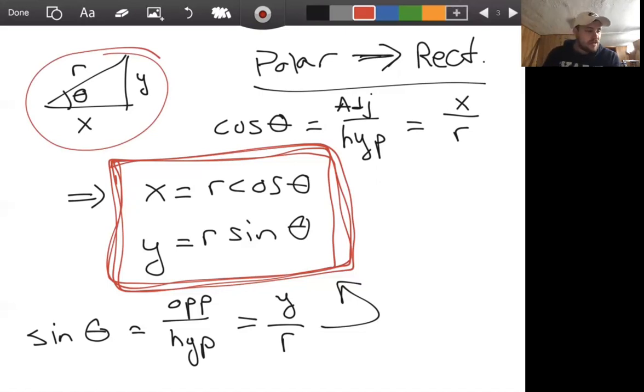So now let's look at some examples. Let's take a point in polar coordinates and express it in Cartesian coordinates and vice versa, so we can have an idea of how we use these formulas. Okay, so let's do some examples.